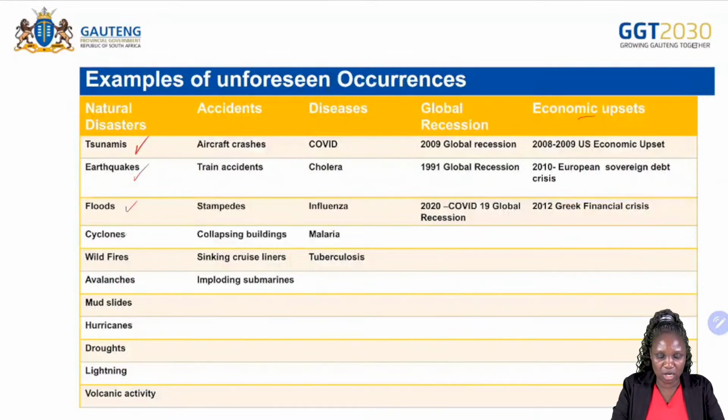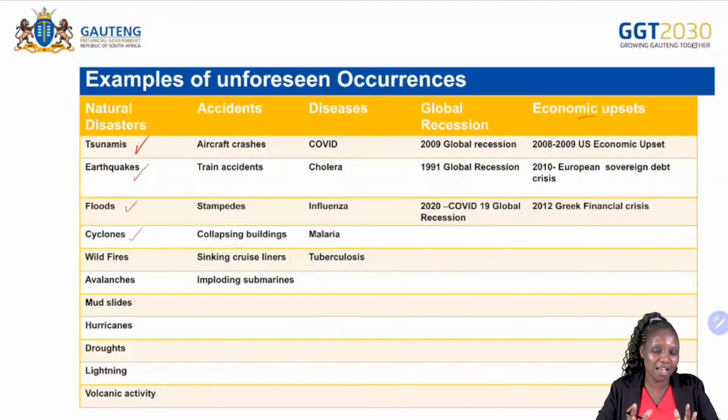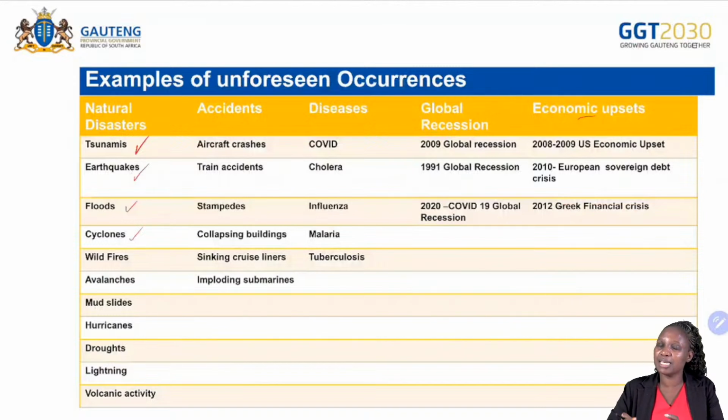And then we've got cyclones. When we are talking about cyclones, we are talking about heavy rains with a lot of wind, all right? They normally start at the sea, then they come to land. They are very heavy and the wind is so strong that it destroys infrastructure. People are left homeless, people die, animals die because of that, all right? For example, in Mozambique, they experience a lot of these cyclones, all right?